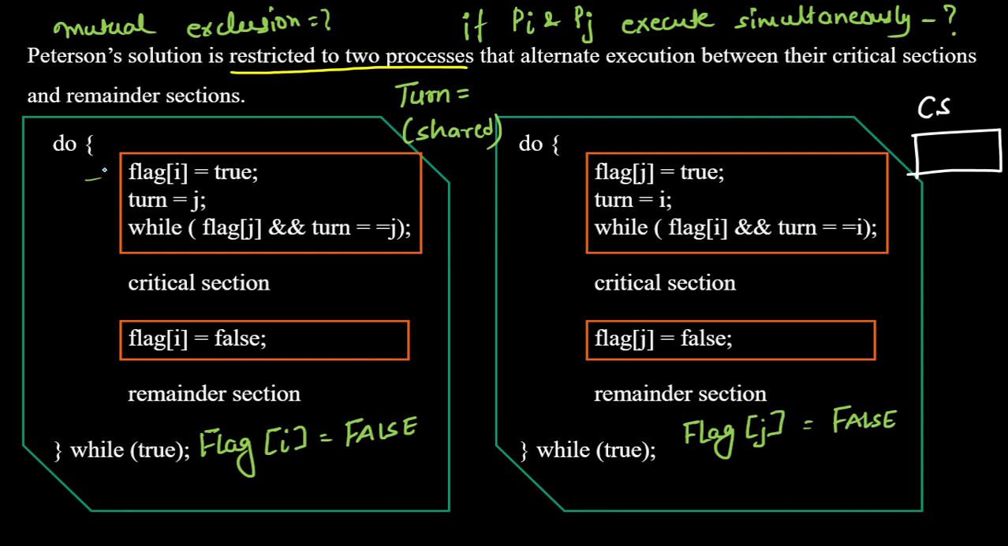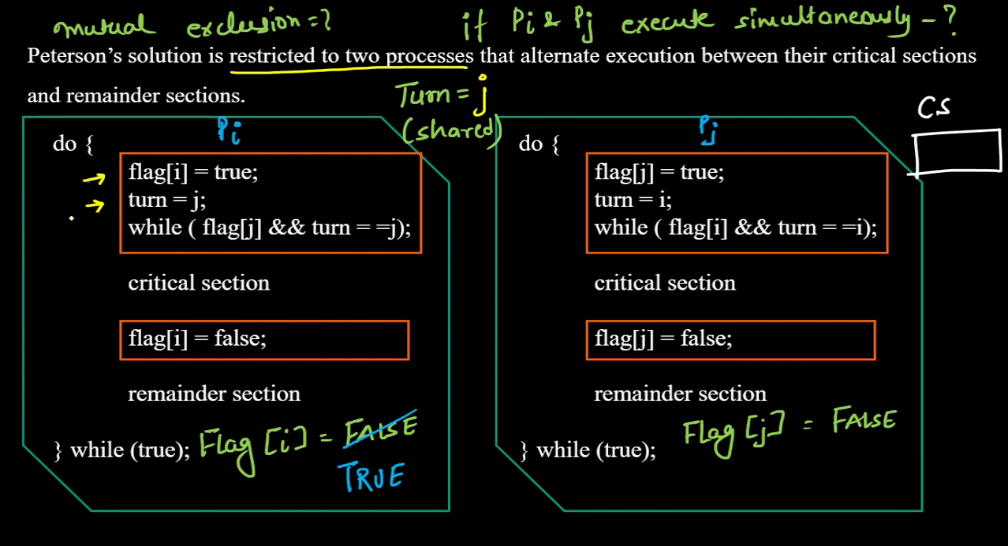Now let's start with PI. This is your PI and this is your PJ. So flag of I is equal to true. With this statement, I changed the value of flag of I to true. So that is now true. Then let's say first this executed, then we executed this: turn is equal to J, so turn became J.